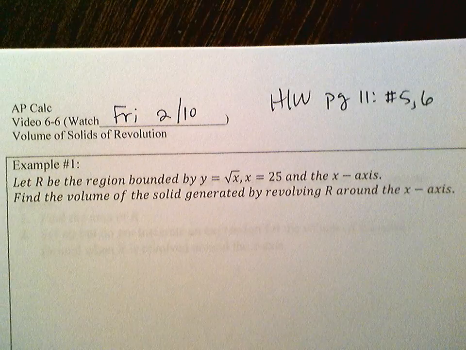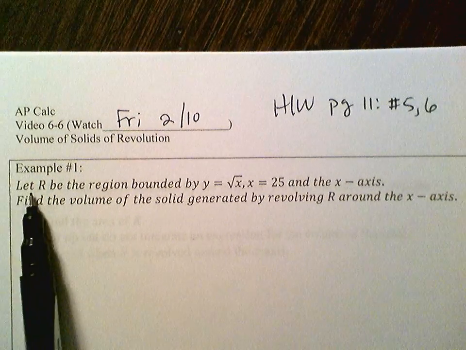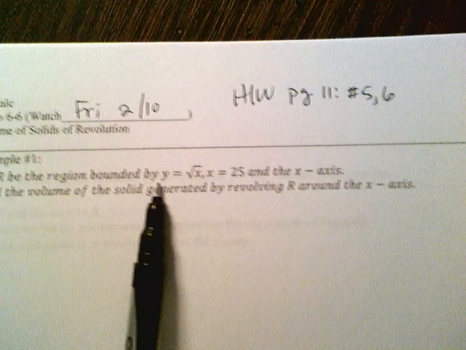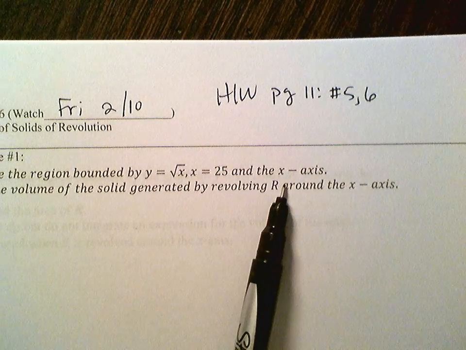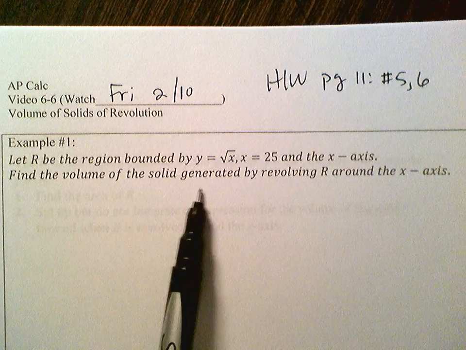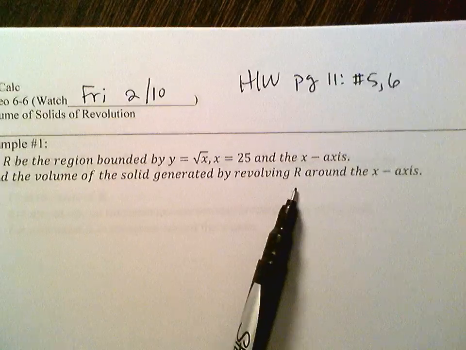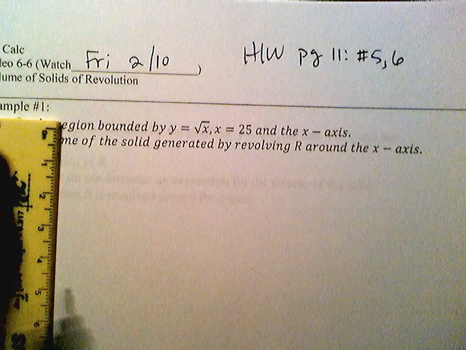So I'll show you what that is. So let R be the region bounded by this graph, that graph, and the x-axis. Find the volume of the solid generated by revolving the region R around the x-axis. Okay, so first we want to draw the region.